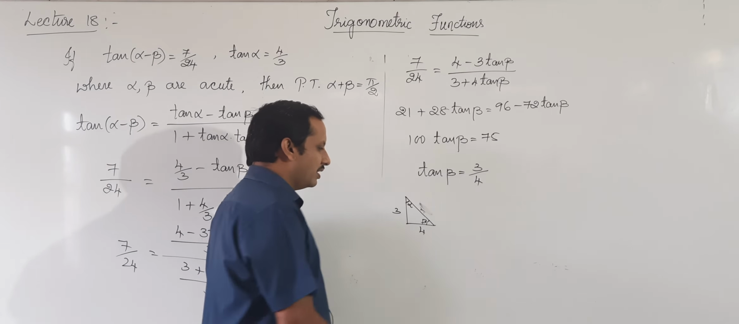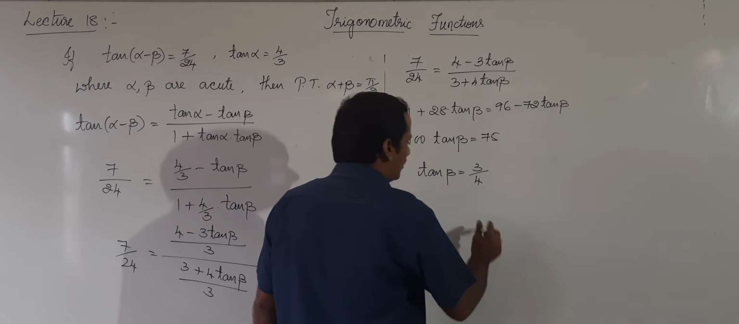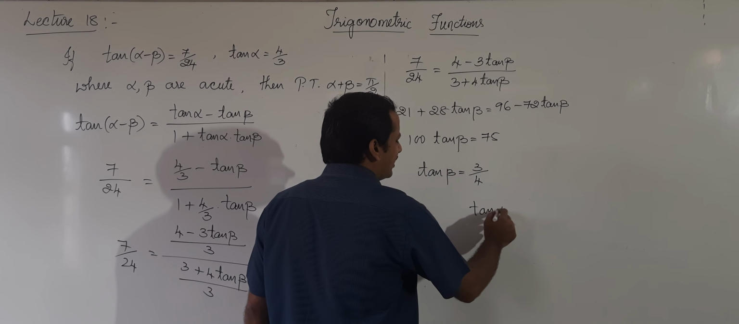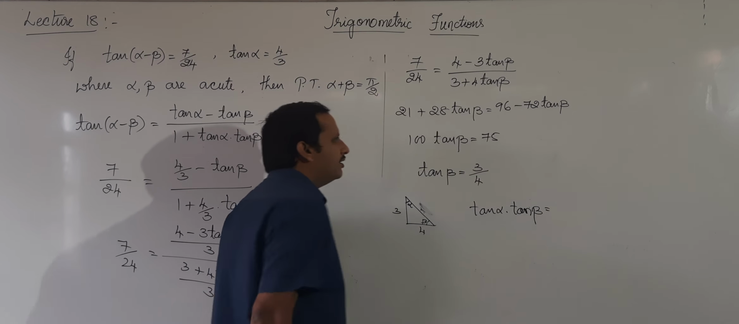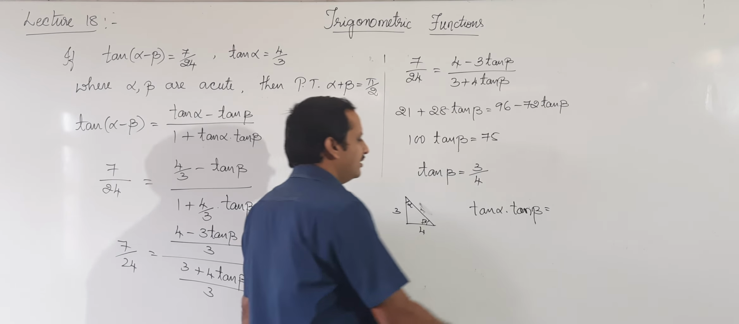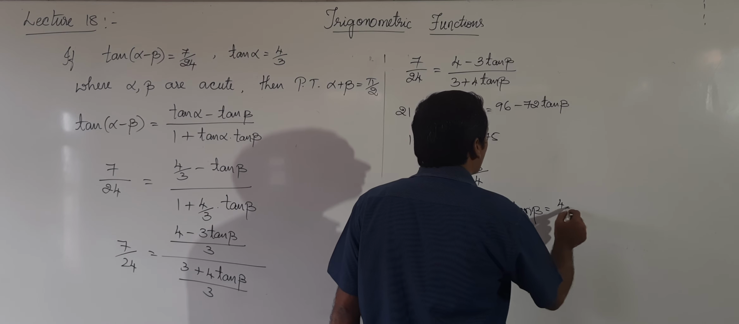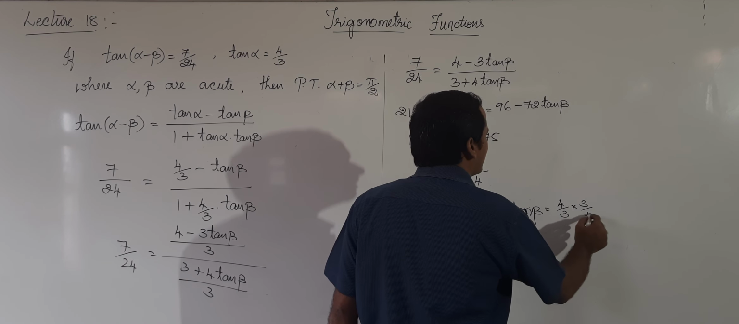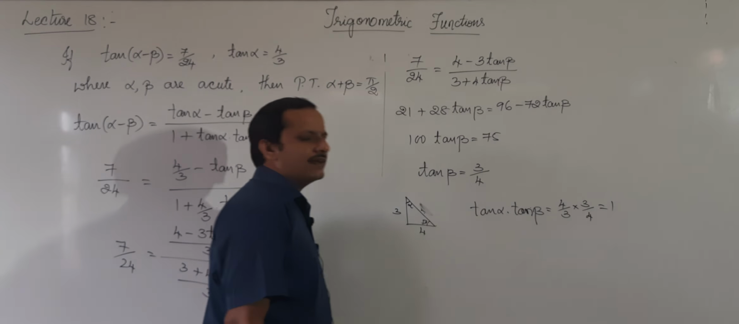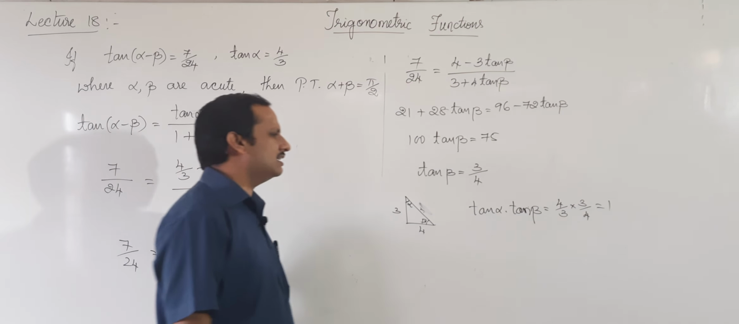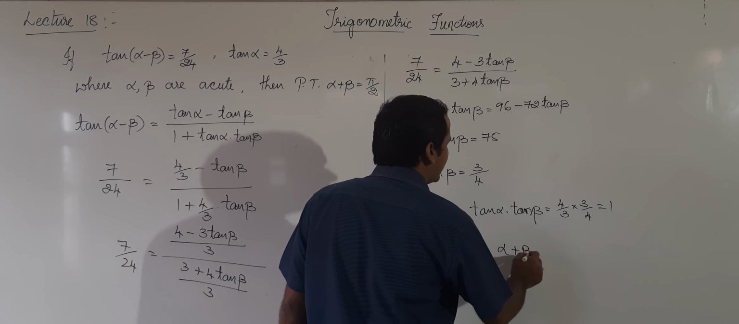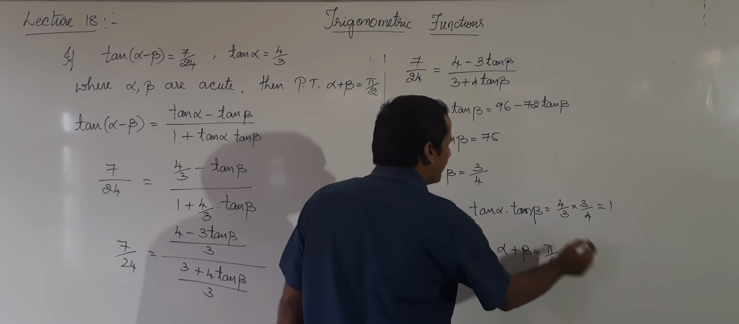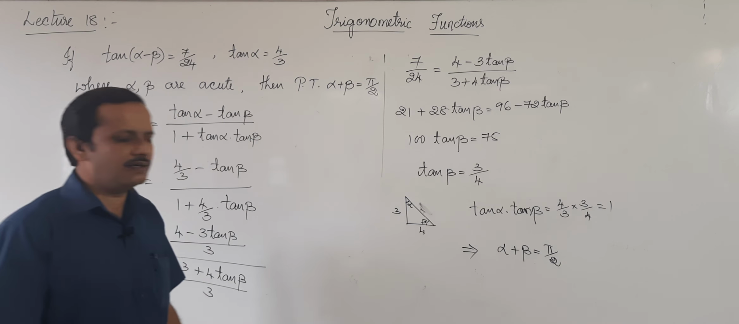Or else what you can do is tan alpha into tan beta. What is tan alpha into tan beta? That is equal to tan alpha is 4 by 3 into tan beta is 3 by 4. This product is equal to 1. Tan alpha into tan beta is equal to 1. This will imply that alpha plus beta is equal to pi by 2. Okay.